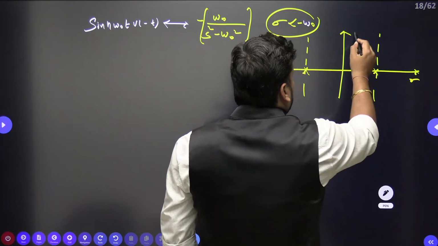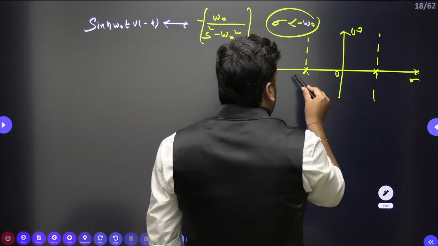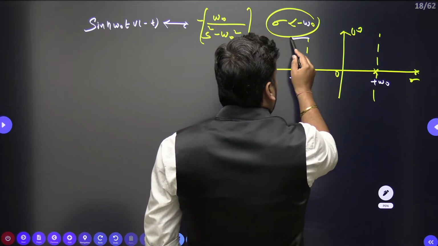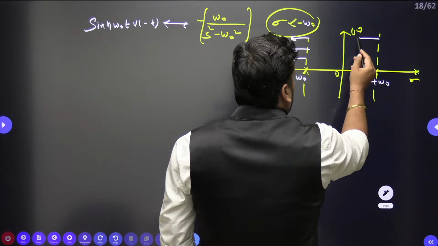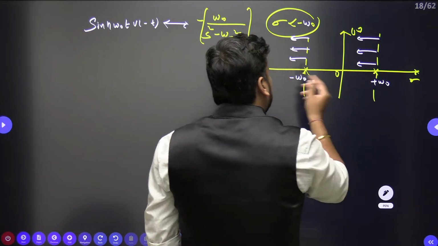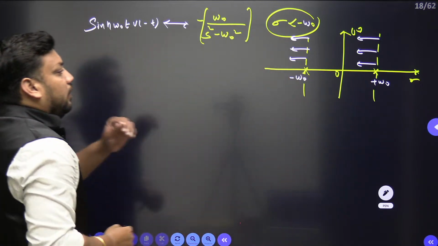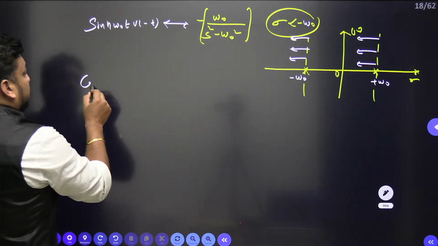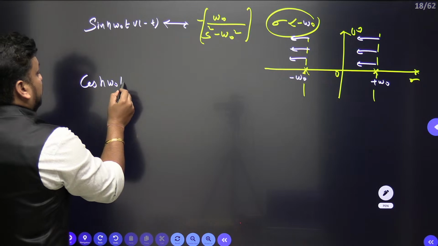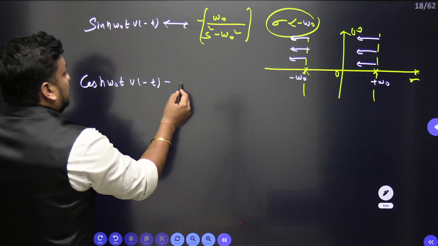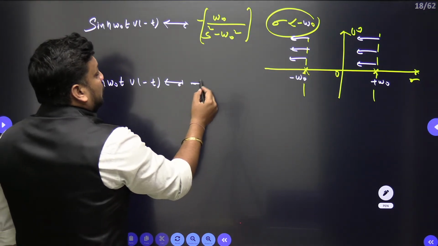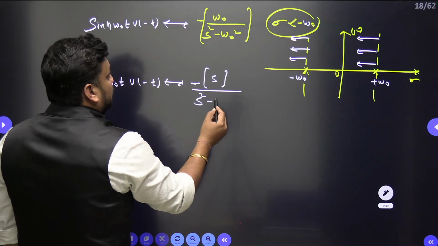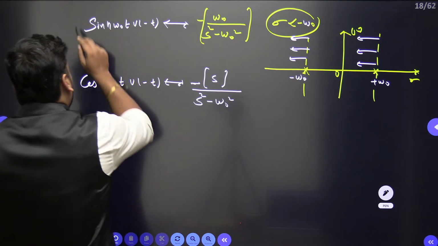This is nothing but sigma j omega. So it is minus omega naught, it is plus omega naught. So the ultimate ROC is left hand side to the leftmost pole, so your final ROC is nothing but sigma less than minus omega naught. Similarly, if I write hyperbolic cos omega 0 t u of minus t, the minus sign will be common, and inside the bracket you should write s upon s square minus omega 0 square.